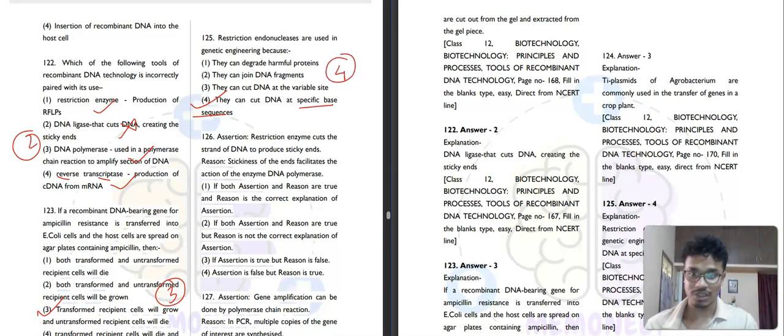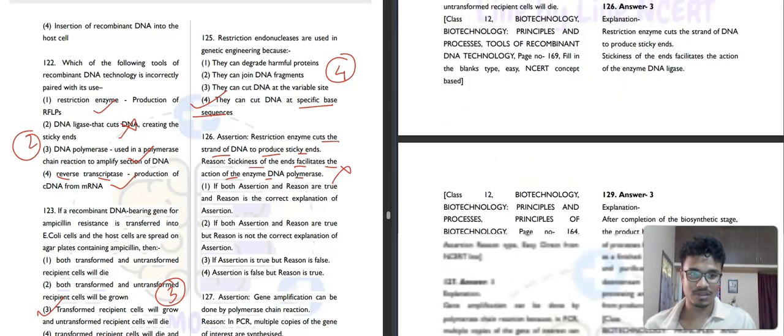Now moving to the next question, that is the assertion and reason question. Restriction enzyme cuts the strand of DNA to produce sticky ends, and the reason is saying that stickiness of the ends facilitates the action of the enzyme DNA polymerase. But this reason is false. Assertion is true. The stickiness of the DNA ends facilitates the action of DNA ligase, not DNA polymerase. So third option will be our correct answer.